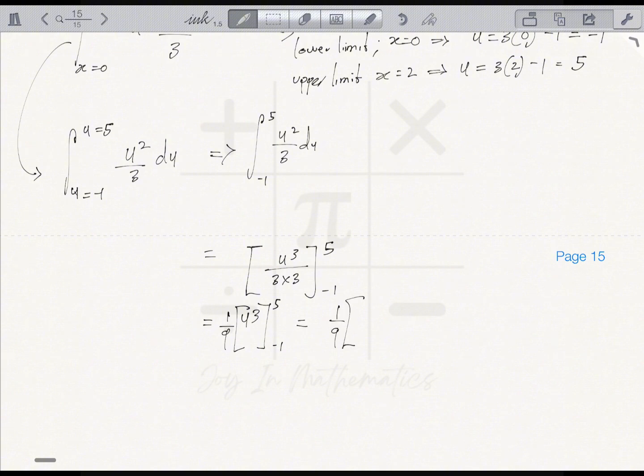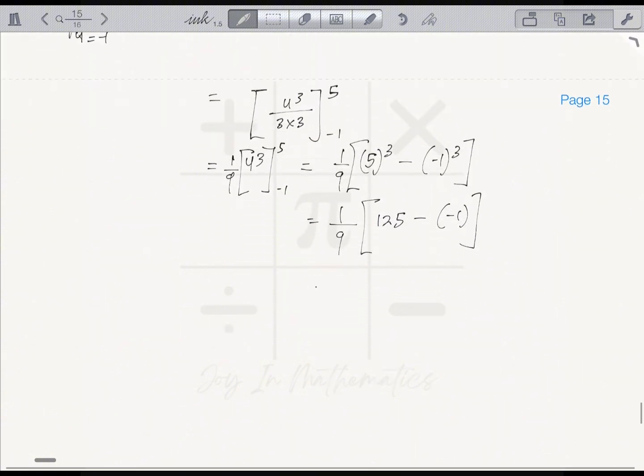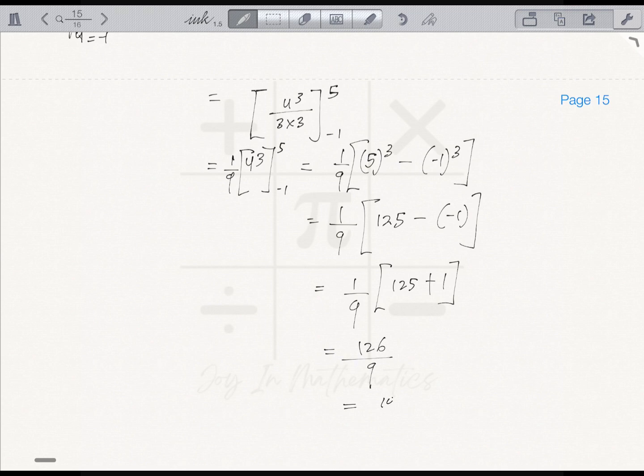Let's apply our upper limit minus lower limit. That's 5 raised to power 3 minus (minus 1) raised to power 3. So we have 1 over 9 multiplied by 125 minus minus 1, which is 1 over 9 multiplied by 125 plus 1. So this is 126 divided by 9, and this will be equal to 14.